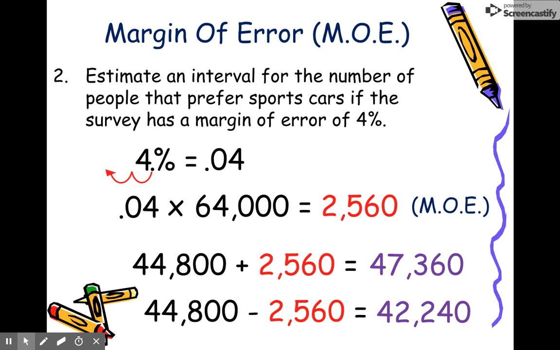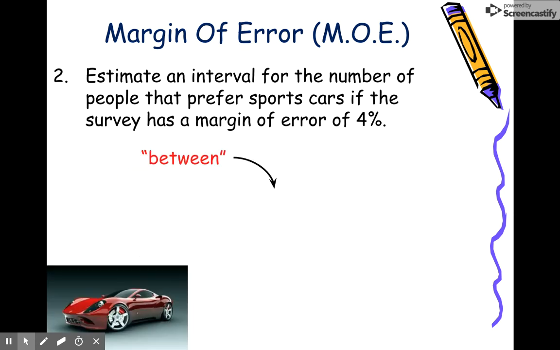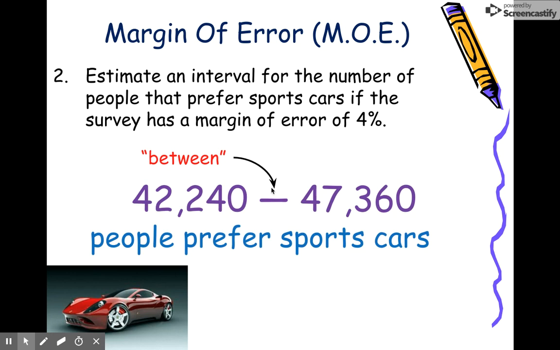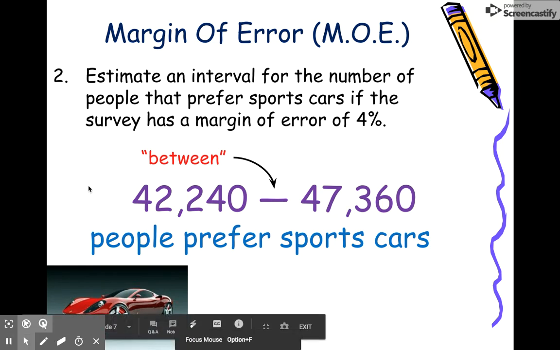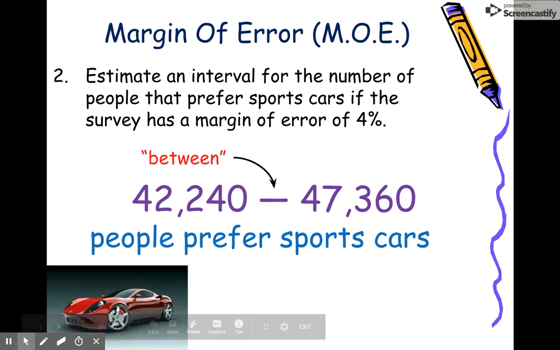Again, we're taking our answer from part 1, adding our margin of error and subtracting our margin of error. Once we have those two numbers, we can create an interval, which is like a range of numbers we think it's going to be between. So our margin of error interval is going to be about 42,240 to 47,360 people who prefer sports cars. Overall, what we did was we found x, then we found our margin of error, and then we created our interval using those numbers.